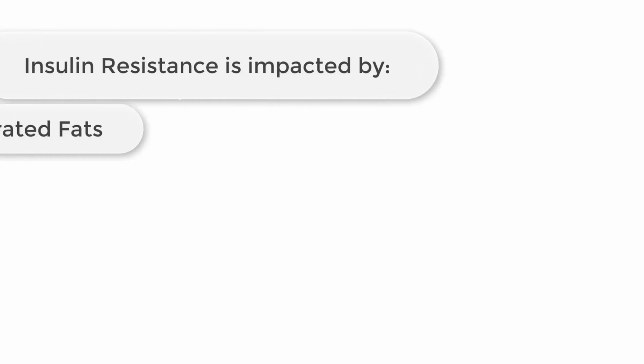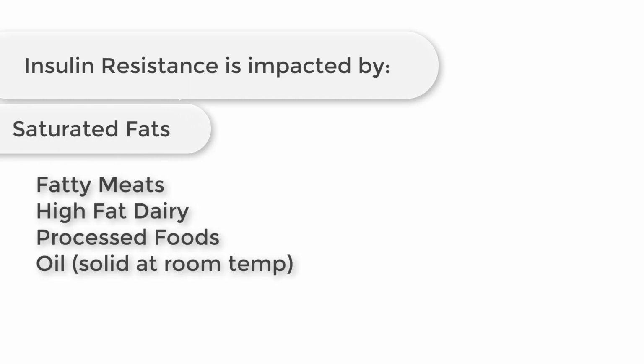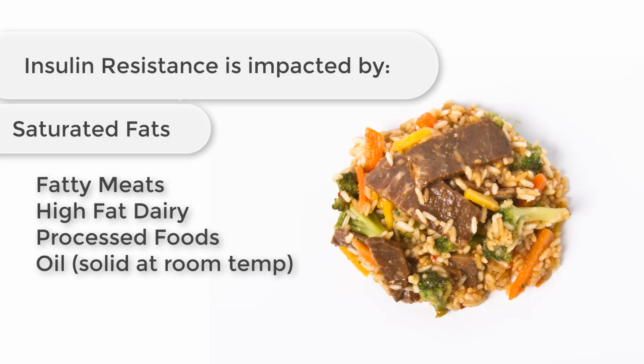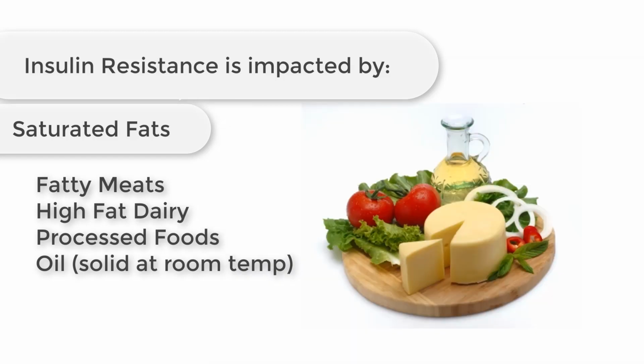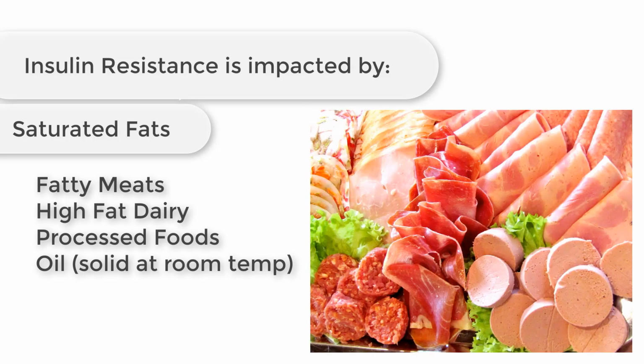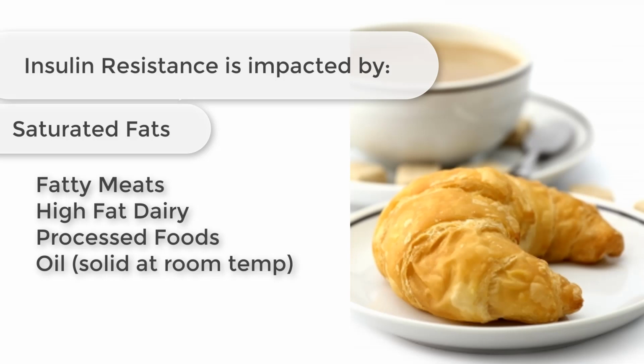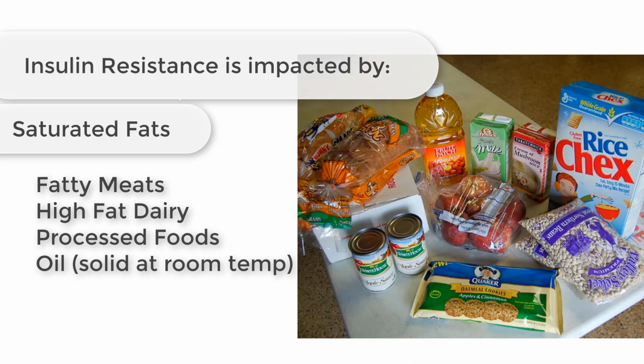Now, the second type of fat that is really harmful for you is saturated fat. Now, saturated fat is very common in a lot of our foods. Some of the biggest sources of saturated fat is fatty meats, high-fat dairy products, processed foods like I mentioned before, and some oils, which I'll talk about in another video.